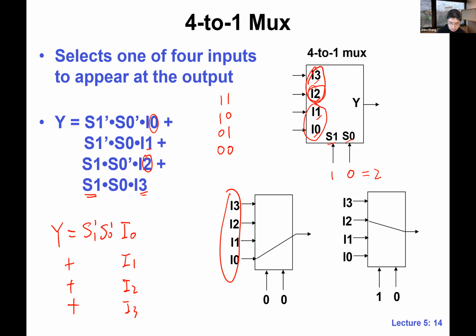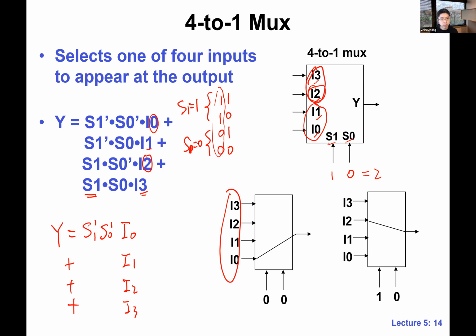Basically, S1 is in charge of selecting, corresponding to the high bit, the MSB, the most significant bit. When S1 is 1, we select from these 2. When S1 is 0, we select from these 2.